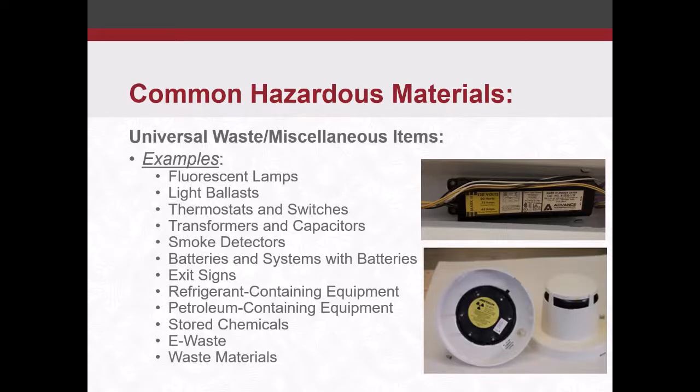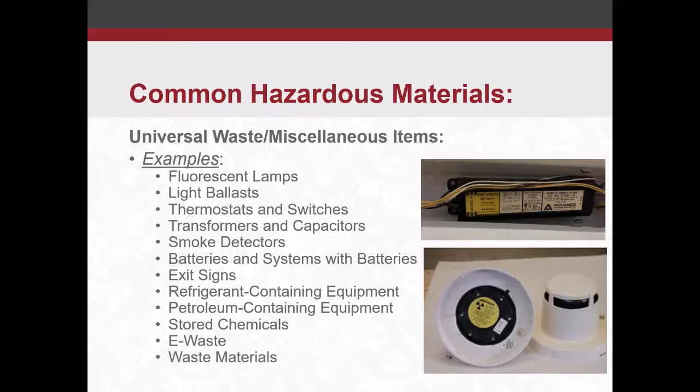So we've got asbestos, lead, PCB, mercury, mold. Then you have a lot of other things that you might encounter in a building. Universal waste items. The federal definition for universal waste includes fluorescent lamps, batteries, things like that, but also miscellaneous items containing hazardous materials. Some examples of what we're talking about here: fluorescent lamps with mercury, light ballasts with PCBs, thermostats and switches that may have mercury.